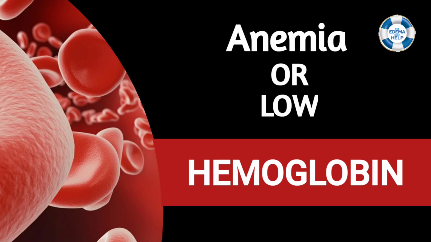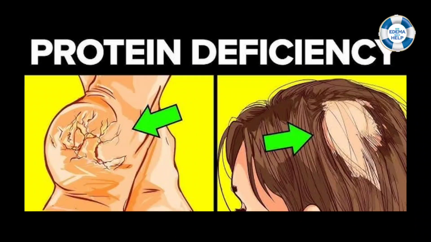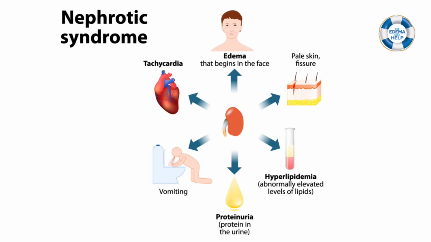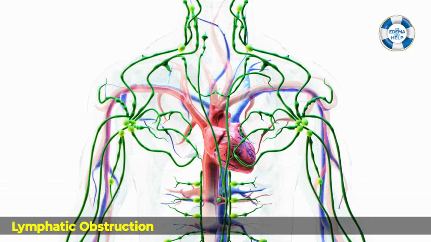Decreased capillary oncotic pressure may be caused by protein deficit states like chronic liver disease, nephrotic syndrome, or some protein-losing enteropathy or malabsorption syndrome. Lymphatic obstruction can be caused by tumor, any trauma, radiation, or parasitic infection like filariasis. Now, generalized edema is called anasarca. It is mostly caused by fluid overload and hypoproteinemia.